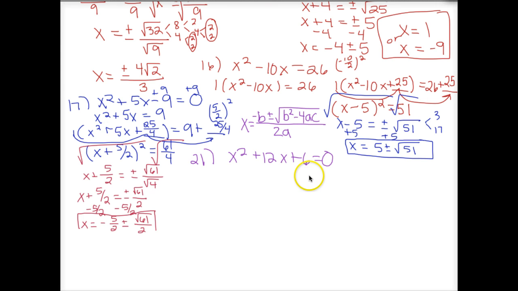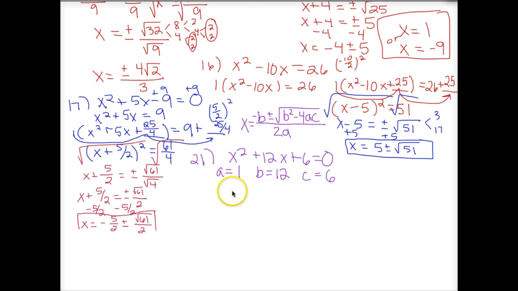So on number 23, make sure you subtracted the 25 first, because it's got to be equal to 0 first. Then identify my A, B, and C. A is 1, B is 12, C is 6. I think that doing this reduces the chance of you making a mistake when you're plugging things in.